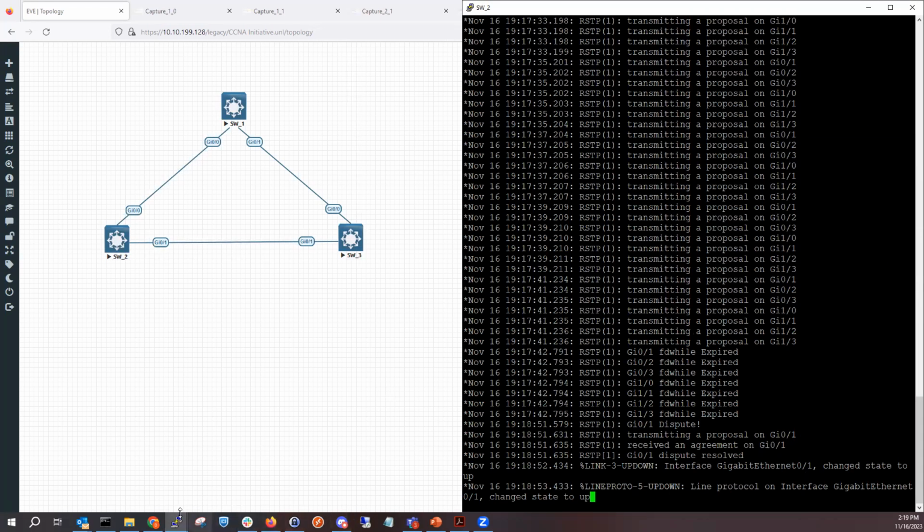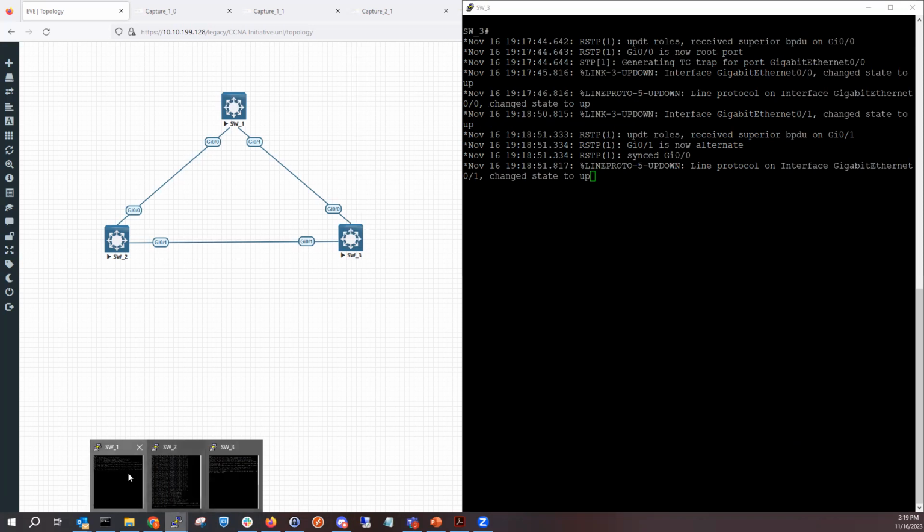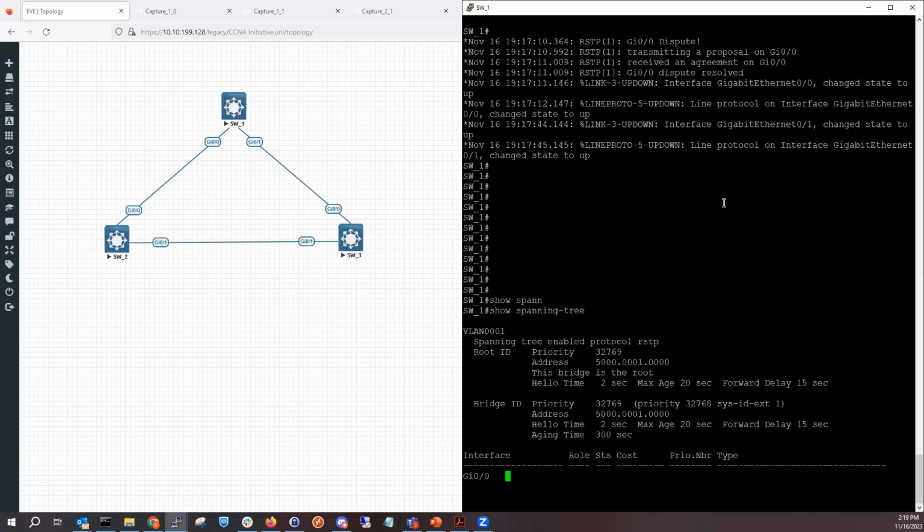Let's go ahead and go to switch 3 and take a look at how that looks. Okay, and there are other great things that populate right here. So we're going to take a look at this and begin to break this down. First things first, let's do a show spanning tree.